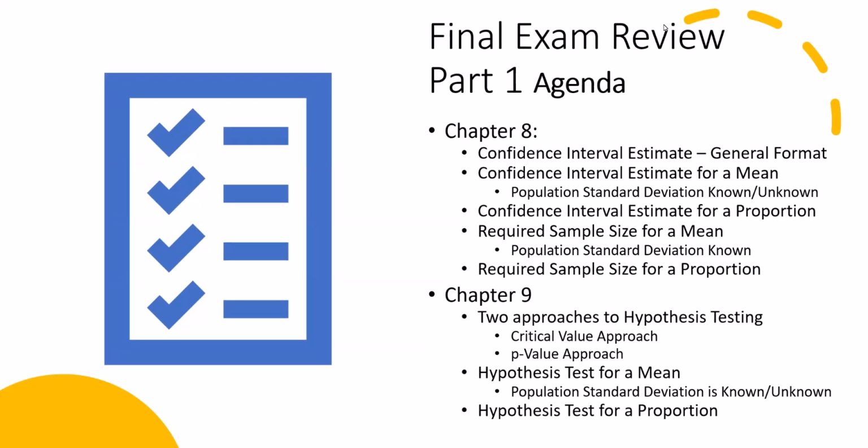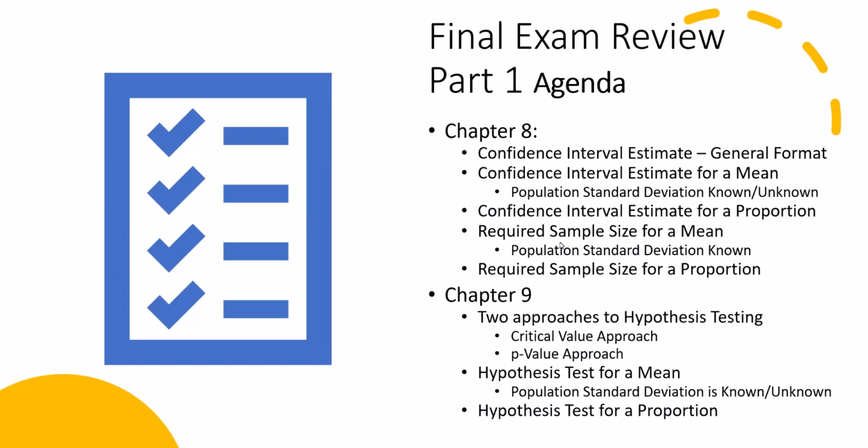So I've broken this up into two parts. We're going to cover chapter 8 and chapter 9 first. Here are the topics that you want to make sure that you are solid in your understanding on for chapter 8 and 9. The confidence interval estimates for a mean as well as for a proportion. And then we are going to cover required sample sizes for a mean and a proportion as well.